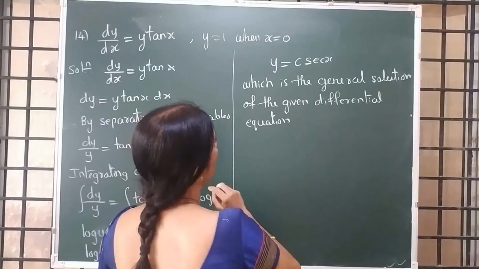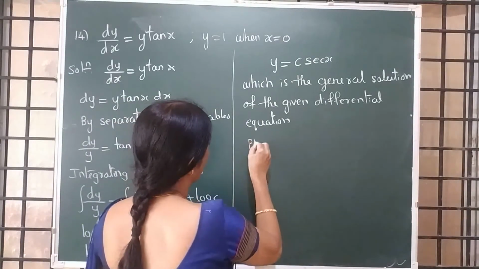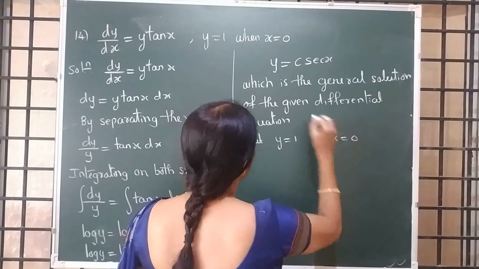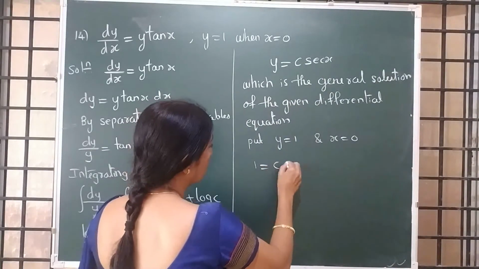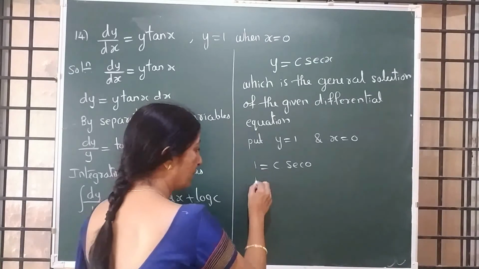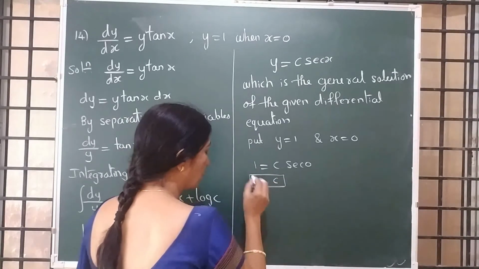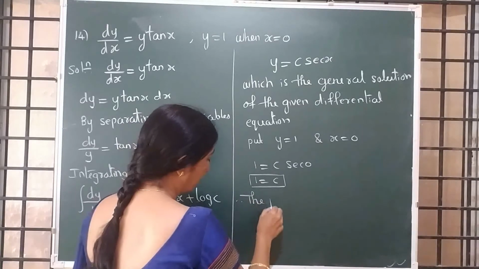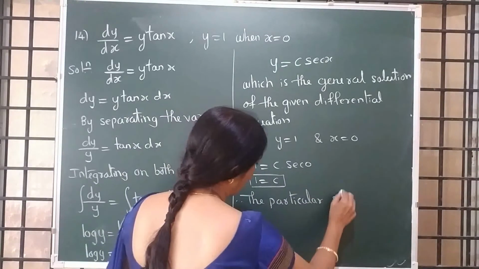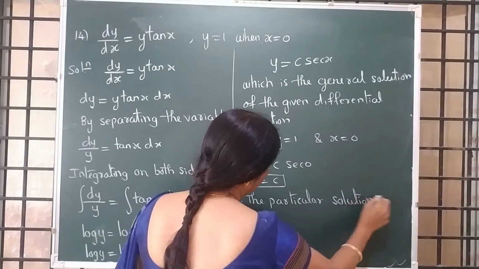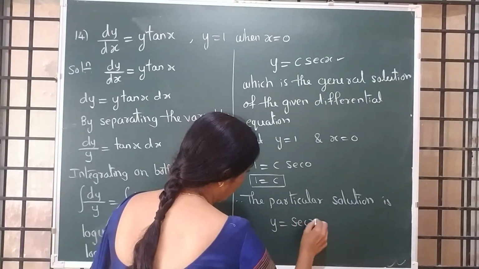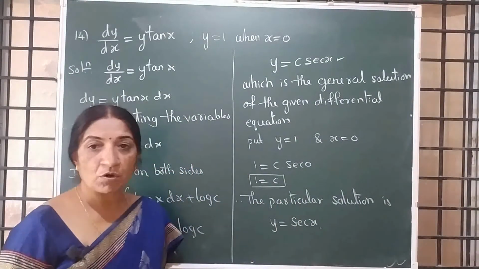Which is the general solution of the given differential equation. After that, put y is equal to 1 and x is equal to 0. And what is sec 0? Sec 0 is 1. C is equal to 1. Therefore, the particular solution is y is equal to secant x. See, so simple a problem you have.